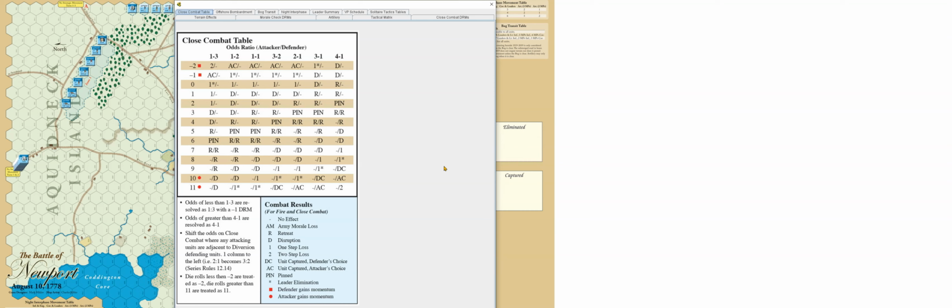Even squinting at that chart, you can see there are letters like D and R and the word pin, and very few numbers like 1 and 2. The numbers reflect step losses. R is retreat, D is disrupt, pin is pinned. In this period, battles were won most often by breaking the will of your opponent to fight. And we're going to talk in a moment about army morale and unit morale.